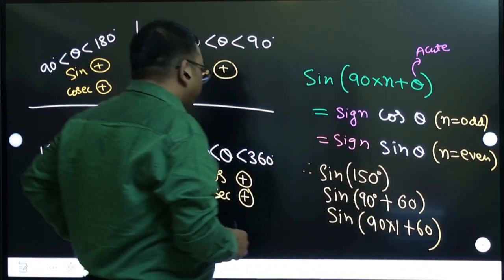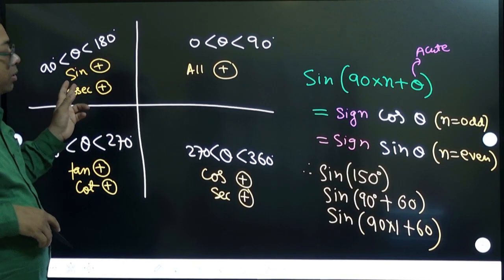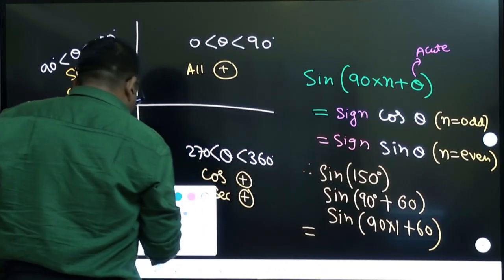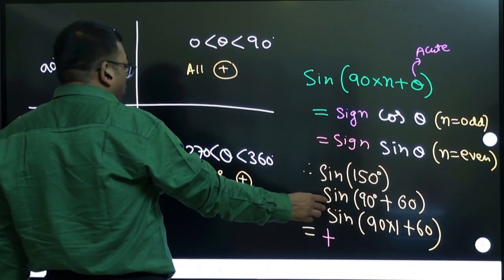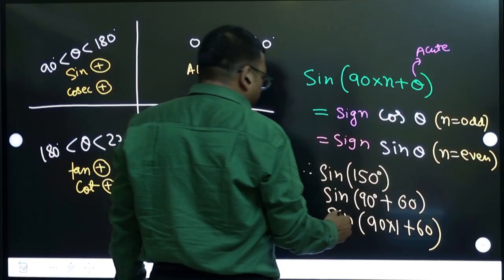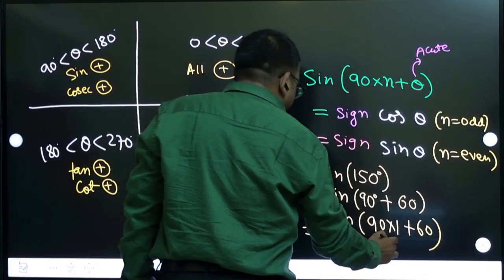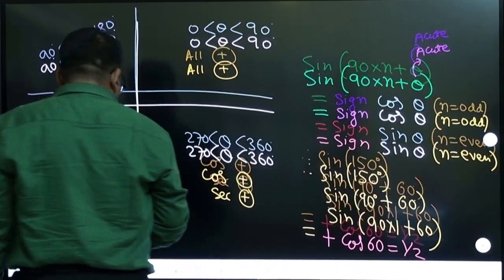So first of all, 150 degrees is in the second quadrant. In the second quadrant, sine is positive. So first of all, we will give this value a plus sign, and it is odd, right? 19 to 1, odd. So this sine is going to convert into cos 60. That means its value is going to be half. Okay, that's how we calculate.